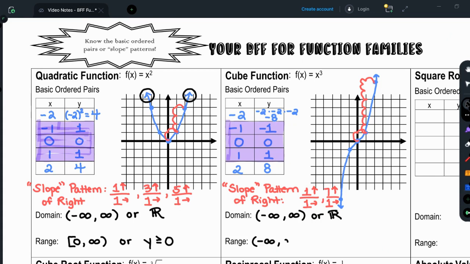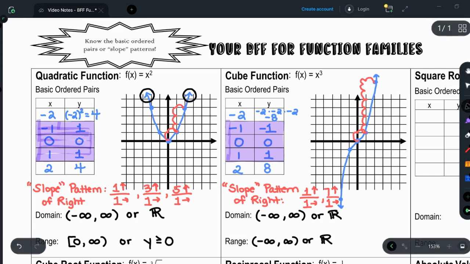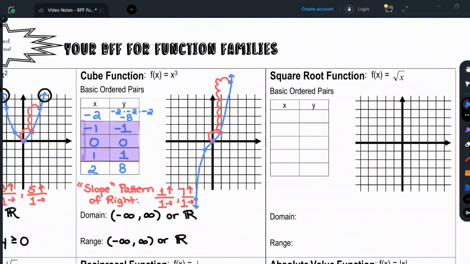You can write it in either interval or that fancy R, all real numbers notation. Next function up is my square root function. For this one, I know I can't input negatives or have negatives under my radical, so I'm going to start at 0 and go to positive numbers like 1. But I also know I want perfect square roots, so I think about what number I can square root to have a perfect non-decimal outcome.